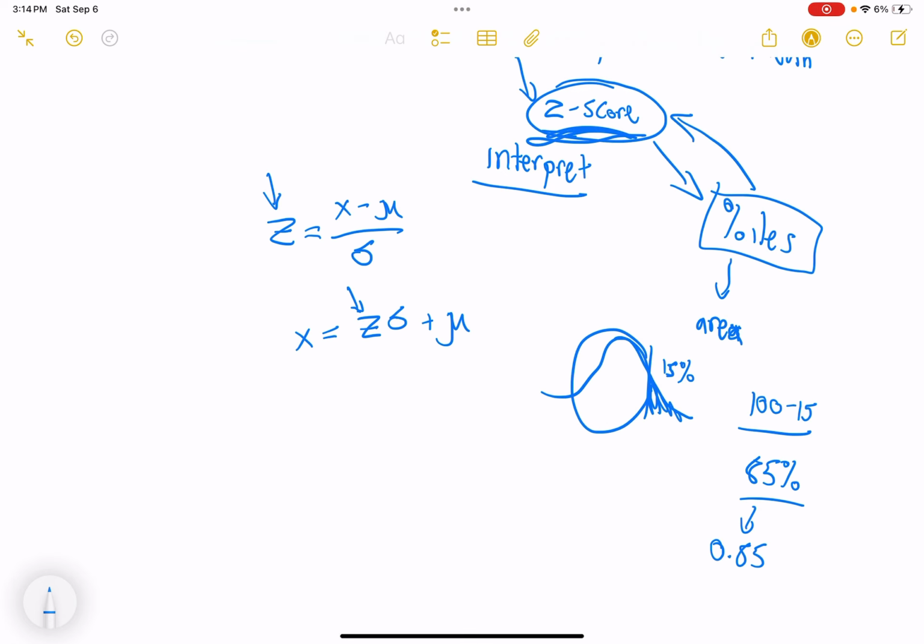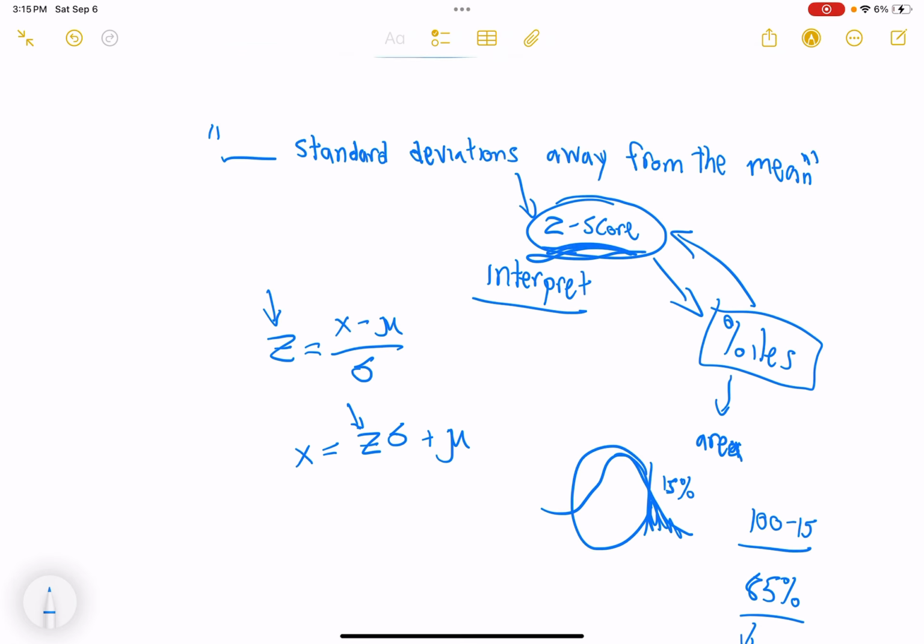Okay, so hopefully we're clear that we're going to be mostly using z-scores, and we'll be translating between percentiles and z-scores a fair bit to be able to do comparison, but normally we'll do that.